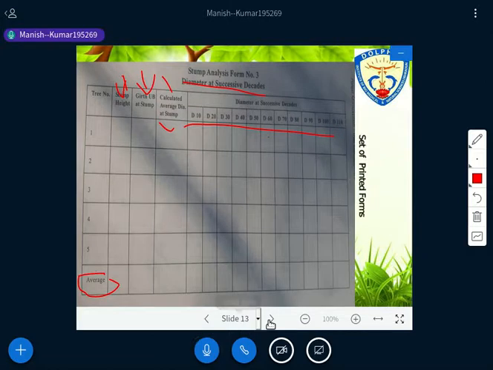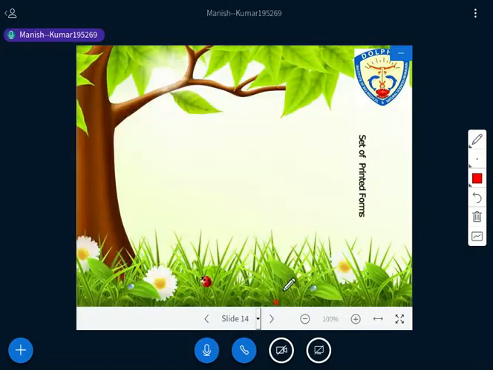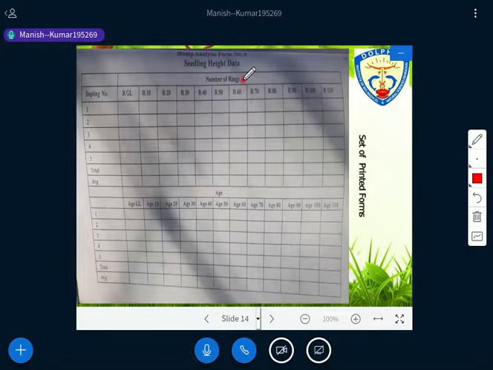So after that, there is another form we have. Just look at here. This is another form, right? We have the seedling height data that has to be written. Seedling height data. Is it clear? So here the number of rings you have to write, and here again age has to be written over there. So this is another form that has to be used there.